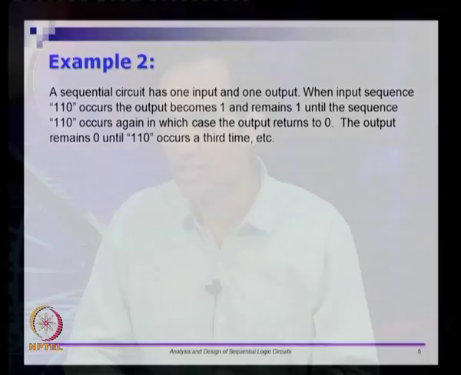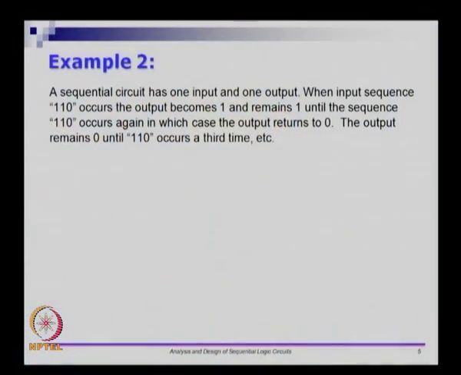If you get a 1 1 0, you produce a 1 and then it should remain at 1 till the next 1 1 0 occurs again, at which point it goes to 0 and you keep going back. So the first 1 1 0 should take the output to 1, the second 1 1 0 should take it to 0, the third 1 1 0 should take it to a 1 and so on. This is what I want as a description. Let us see how to design a circuit like this.